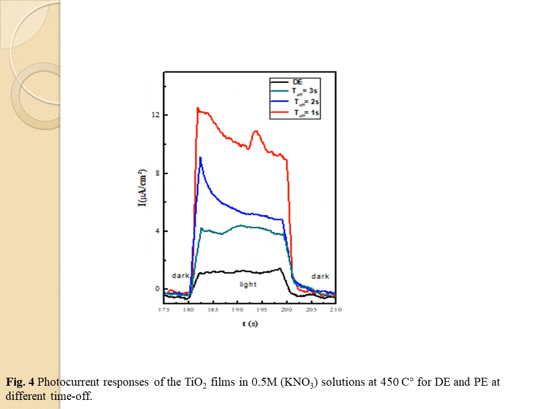Figure 4 displays the photocurrent response of titanium dioxide films synthesized via two-mode electrodeposition, direct and pulse electrodeposition, at three time durations: 3, 2, and 1 second. It's clear that the photocurrent increased dramatically with decreasing the time value. However, the photocurrent for direct electrodeposition films is about 1.12 microampere per square centimeter, which is less than pulse electrodeposition films.